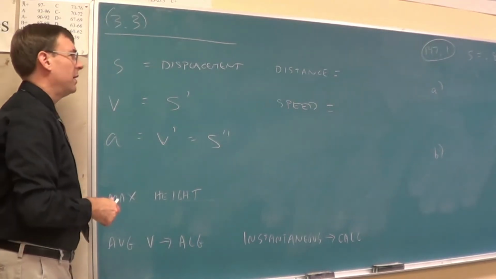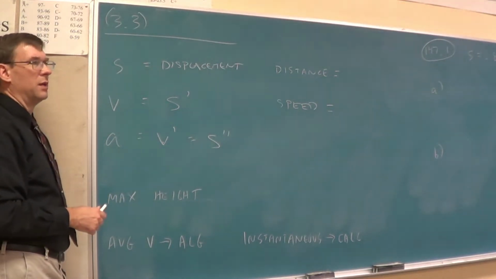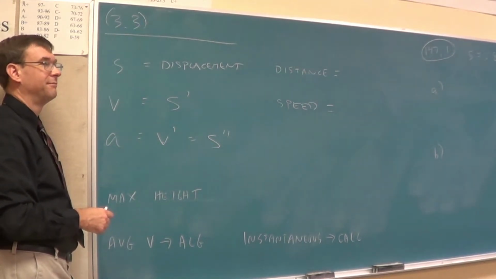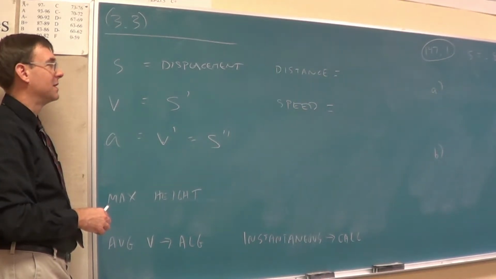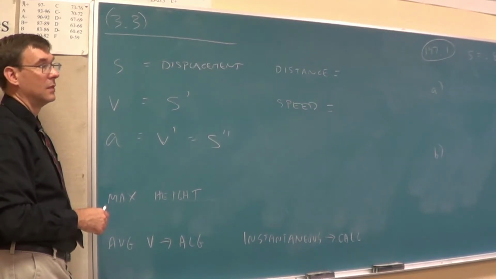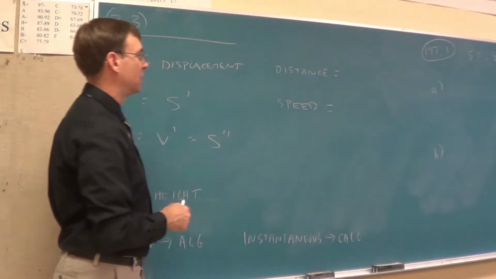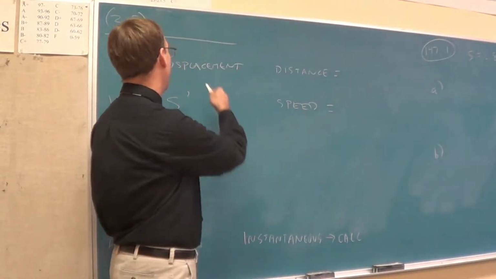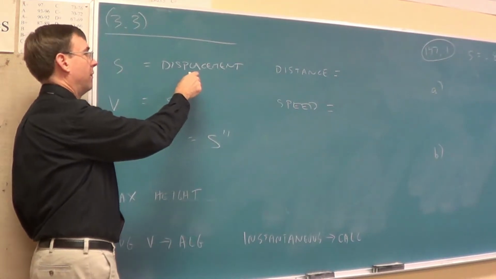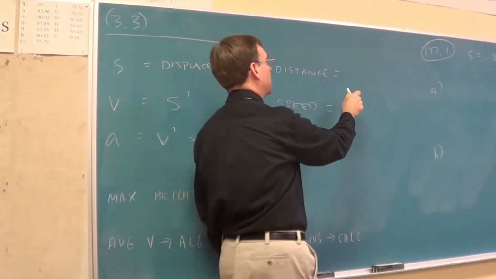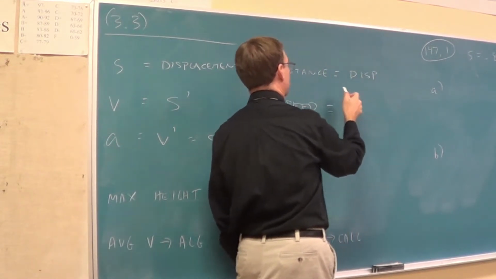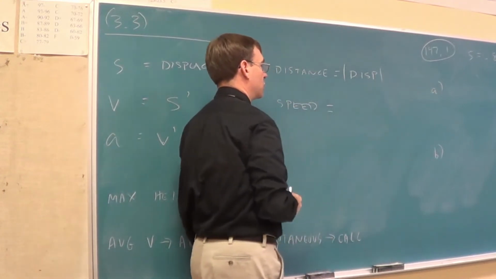Distance versus displacement. What's the difference between distance and displacement? Time back into physics again. Displacement includes direction, and distance doesn't. Distance is a scalar. Displacement is a vector. Distance doesn't have direction. So sometimes distance is just the absolute value of displacement.